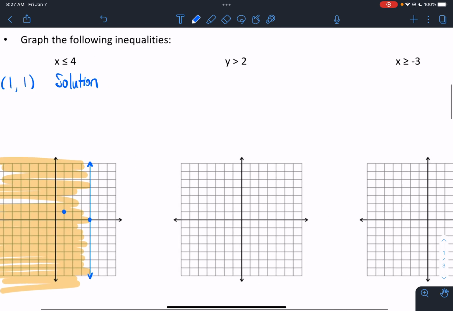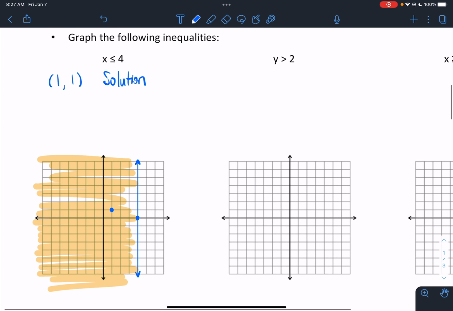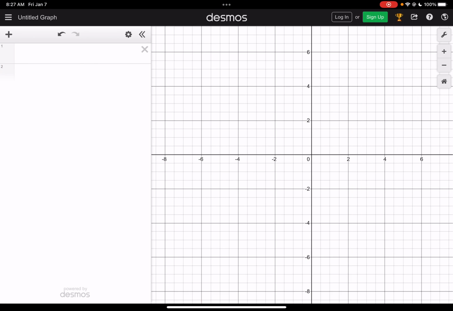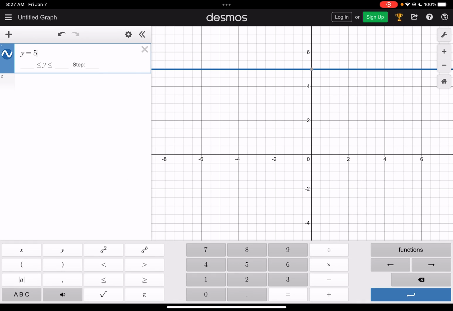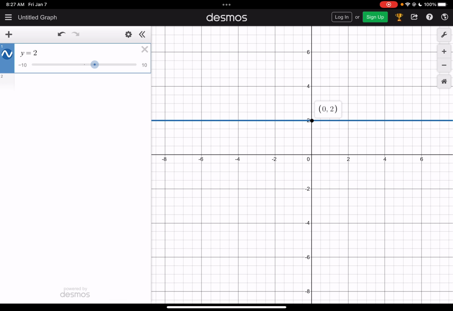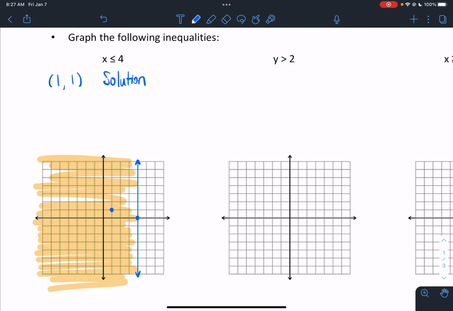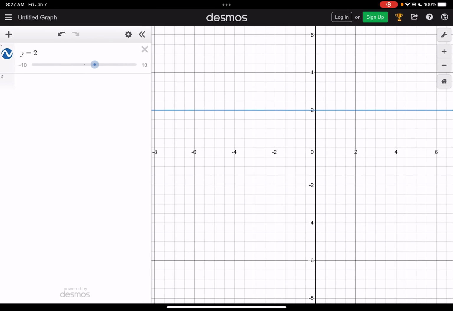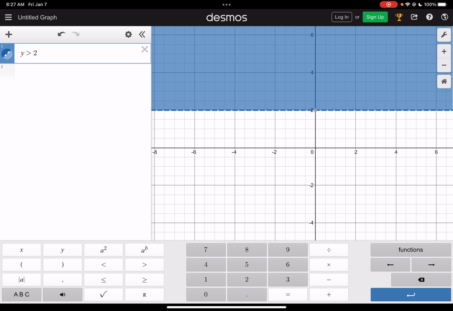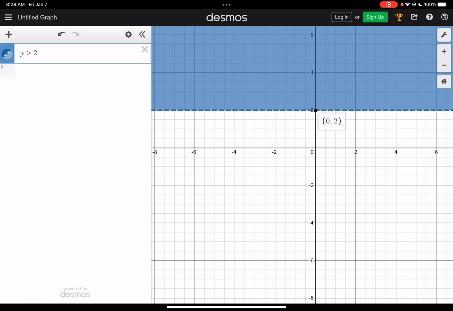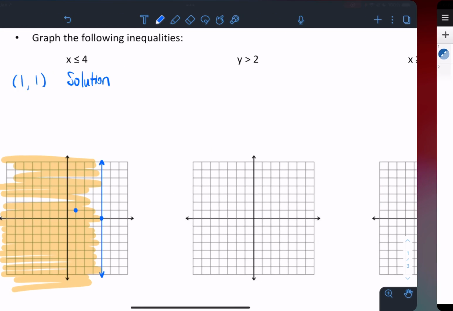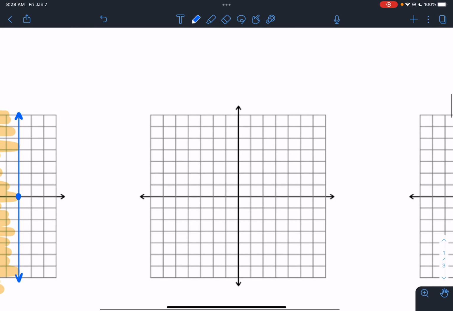Okay. The second one, I'm going to do the same thing. So y is greater than 2. So I go y is equal to 2 first. So again, I get a horizontal line there. So that tells me that's what my graph is going to look like. And it's just greater than. There we go. So again, notice that on Desmos, I've got a dashed or a dotted line. So I'm going to go here to above my origin, and I'm going to do a dashed line or a dotted line.